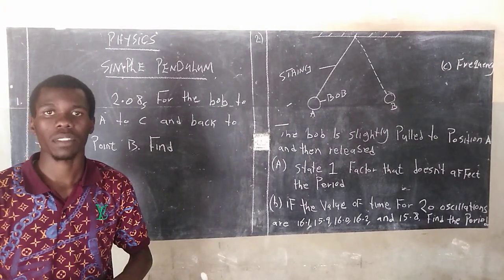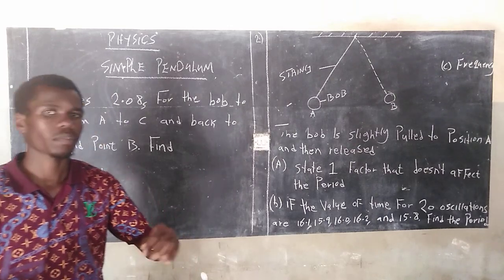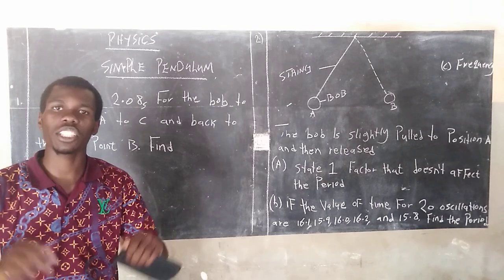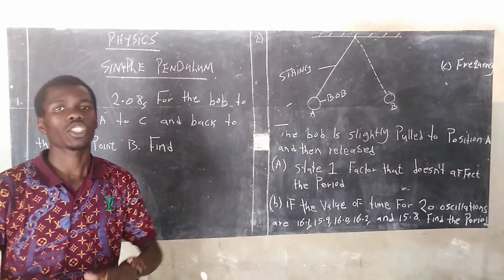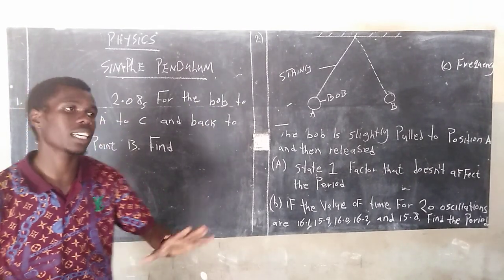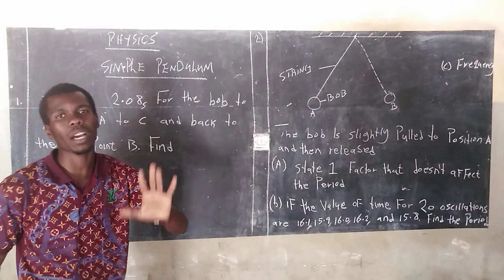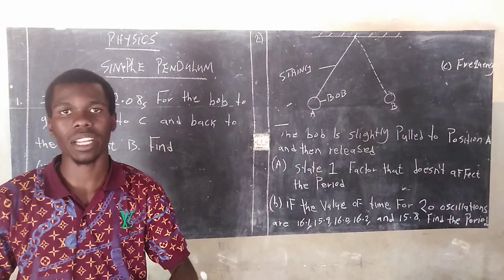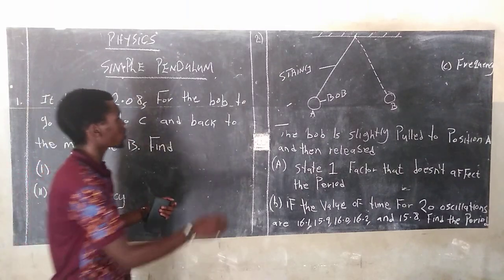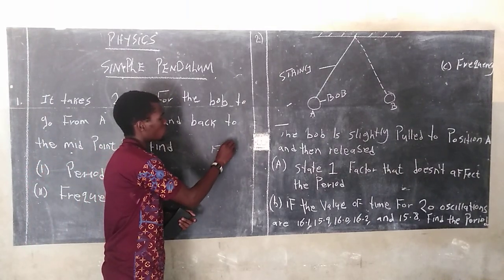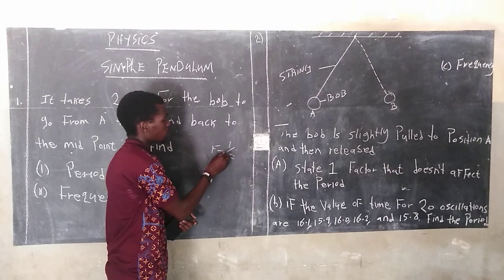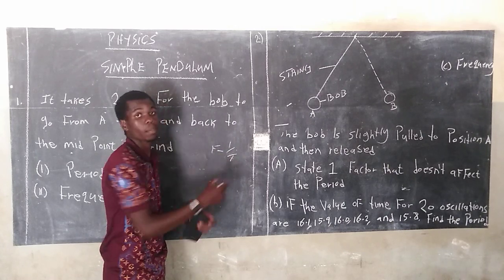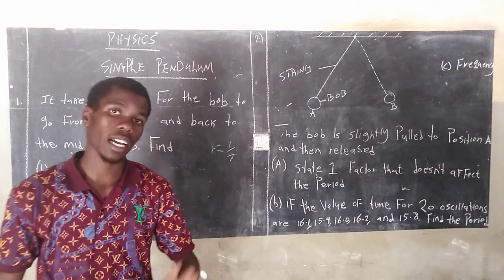Then another thing that we'll be looking at is the frequency of the pendulum. The way we come up with the frequency under pendulums is the same way we come up with the frequency under waves, so the formula is one and the same thing. The formula for the frequency is f equals 1 over T, where capital T is the period.